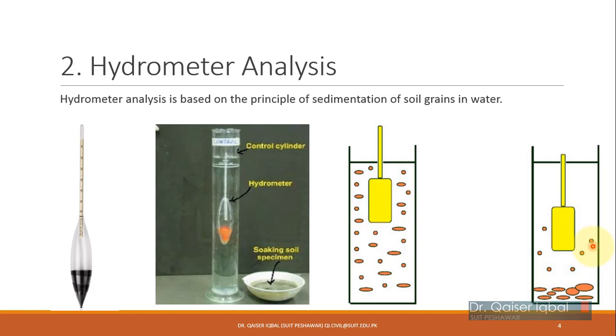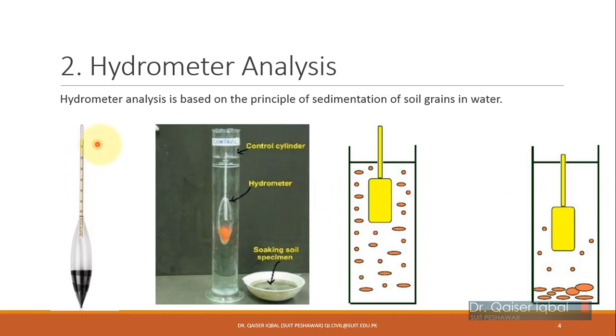So at any time, initially the specific gravity of the solution is uniform. Over here you can see the specific gravity of the top portion is different, the middle portion is different, and the bottom is different. There will be more specific gravity at the bottom, there will be intermediate specific gravity over here, and there will be less specific gravity in this location of the solution.